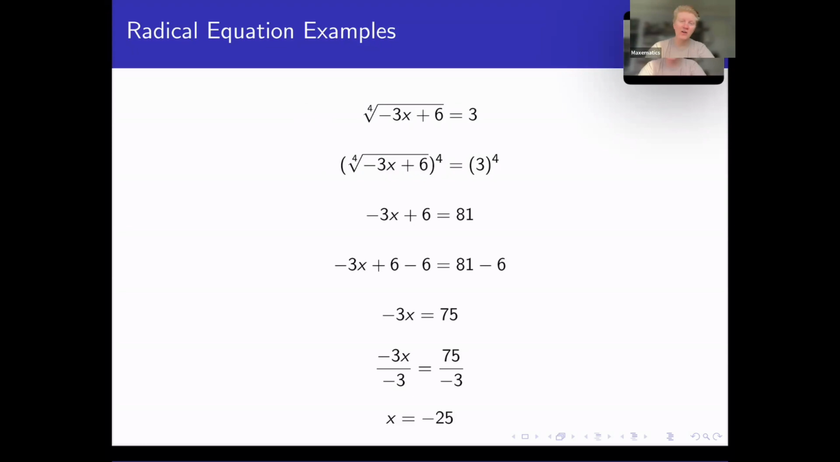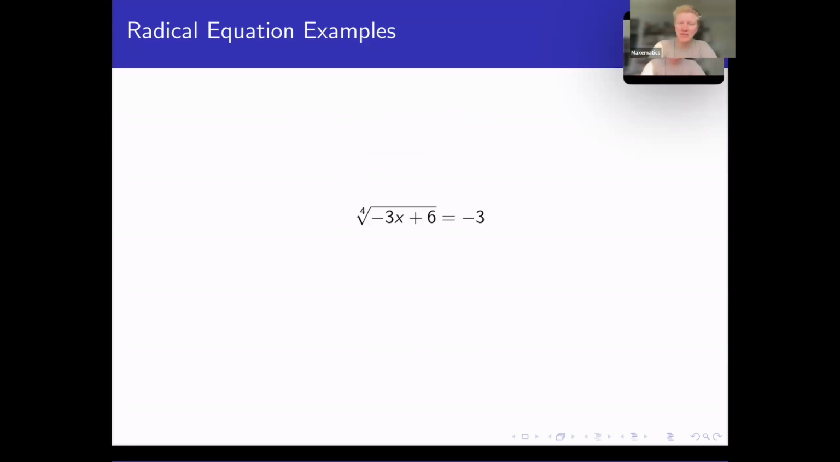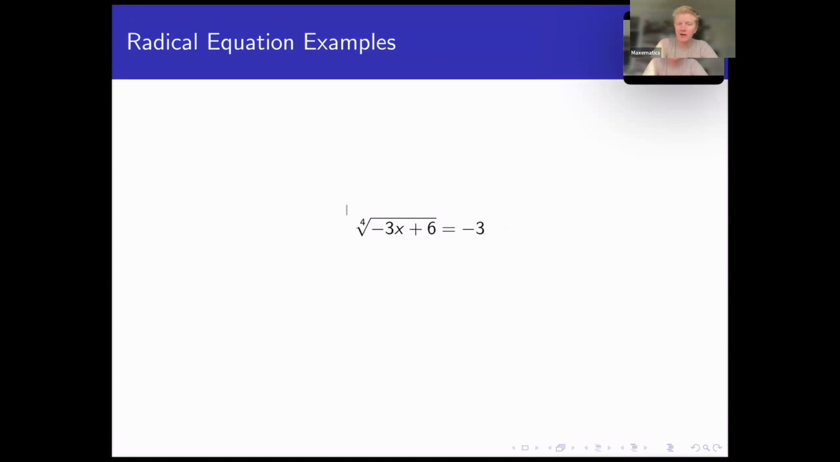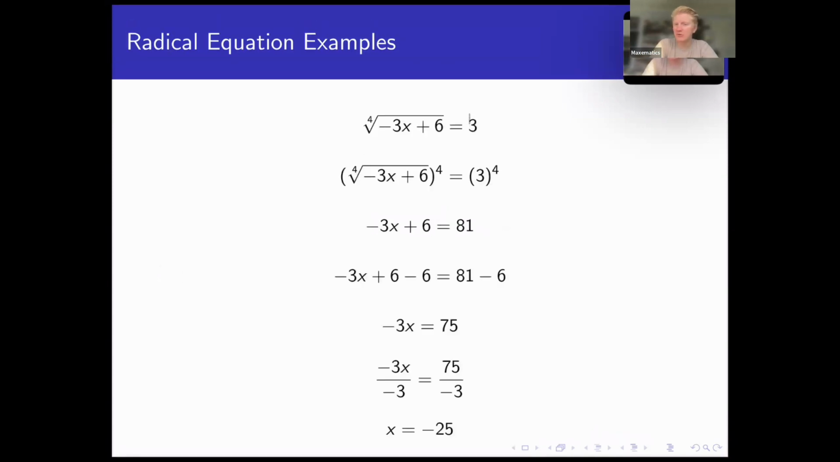Absolutely nothing wrong there. Well, let's try to do the exact same thing, but with fourth root of negative 3x plus 6 equals negative 3. And you notice that the slide doesn't have as much info on it because this is all the way right here. But there's no solution because even roots can't produce negative numbers. You could absolutely try and solve this. What you would get is the exact same solution as before, right? If you tried everything, negative 3 to the fourth is also positive 81. So you do all this work, you would get x equals negative 25.